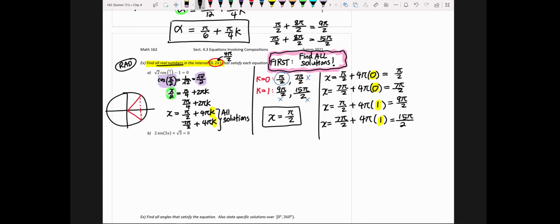Okay, any questions taking a look at what we did here? We first find all solutions, and then we plug in k values to determine which solution or solutions are in the specified interval given.